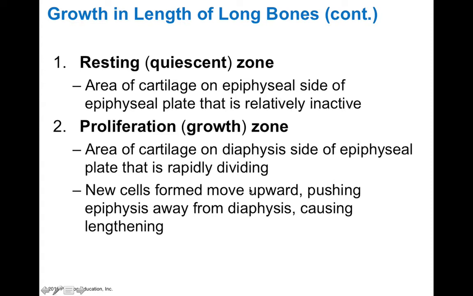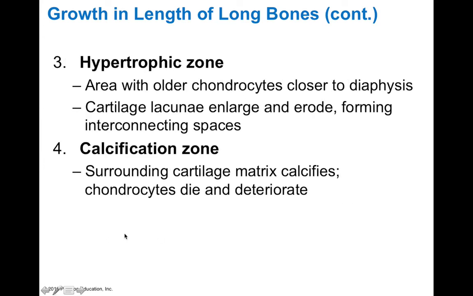These actually help to create new extracellular material, and essentially making new cartilage, which pushes the epiphysis away from the diaphysis, causing lengthening. Now, the next zone here is where the older chondrocytes closer to the diaphysis start to enlarge and erode, forming these interconnected spaces. And by the calcification zone, it's basically dead cartilage. So the chondrocytes die and deteriorate, and in this zone, we have basically calcified cartilage that's dead.